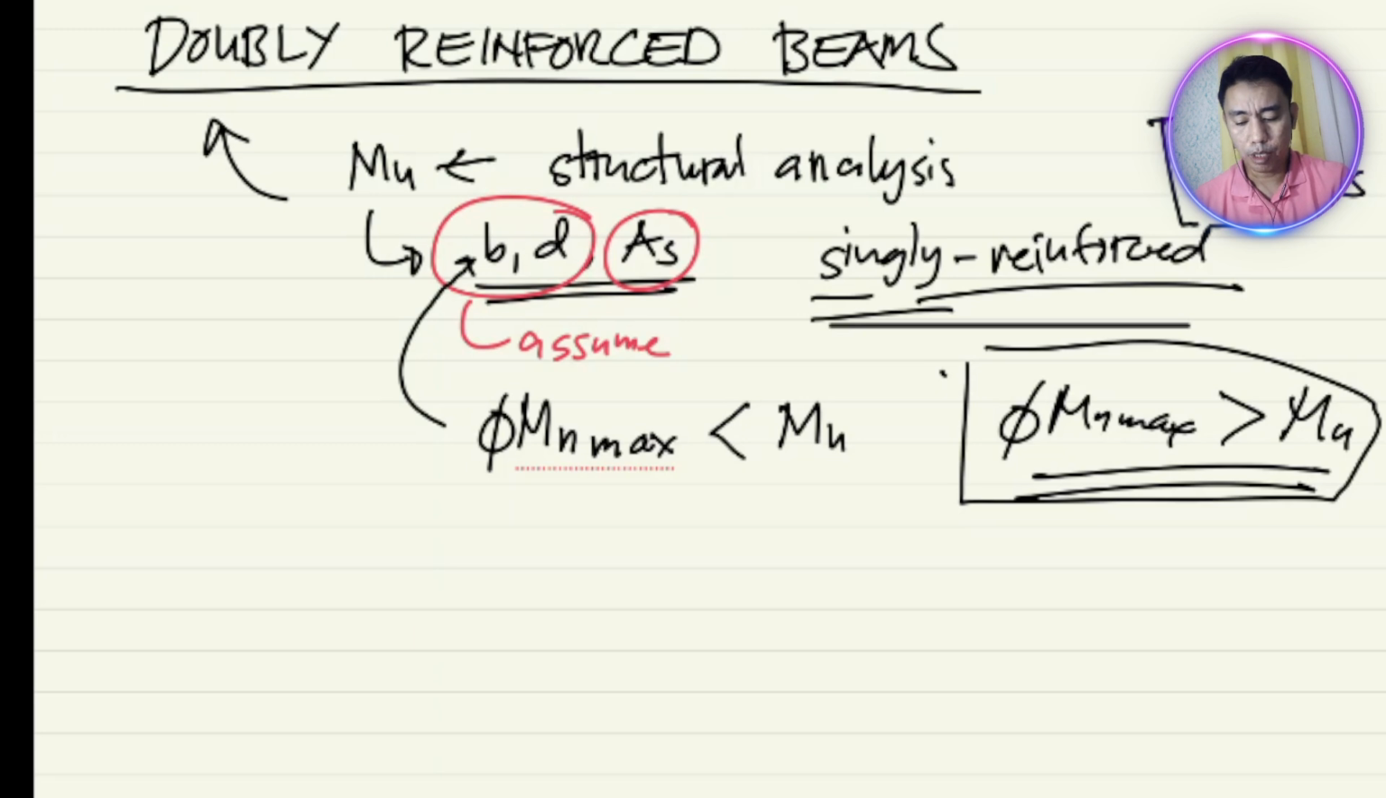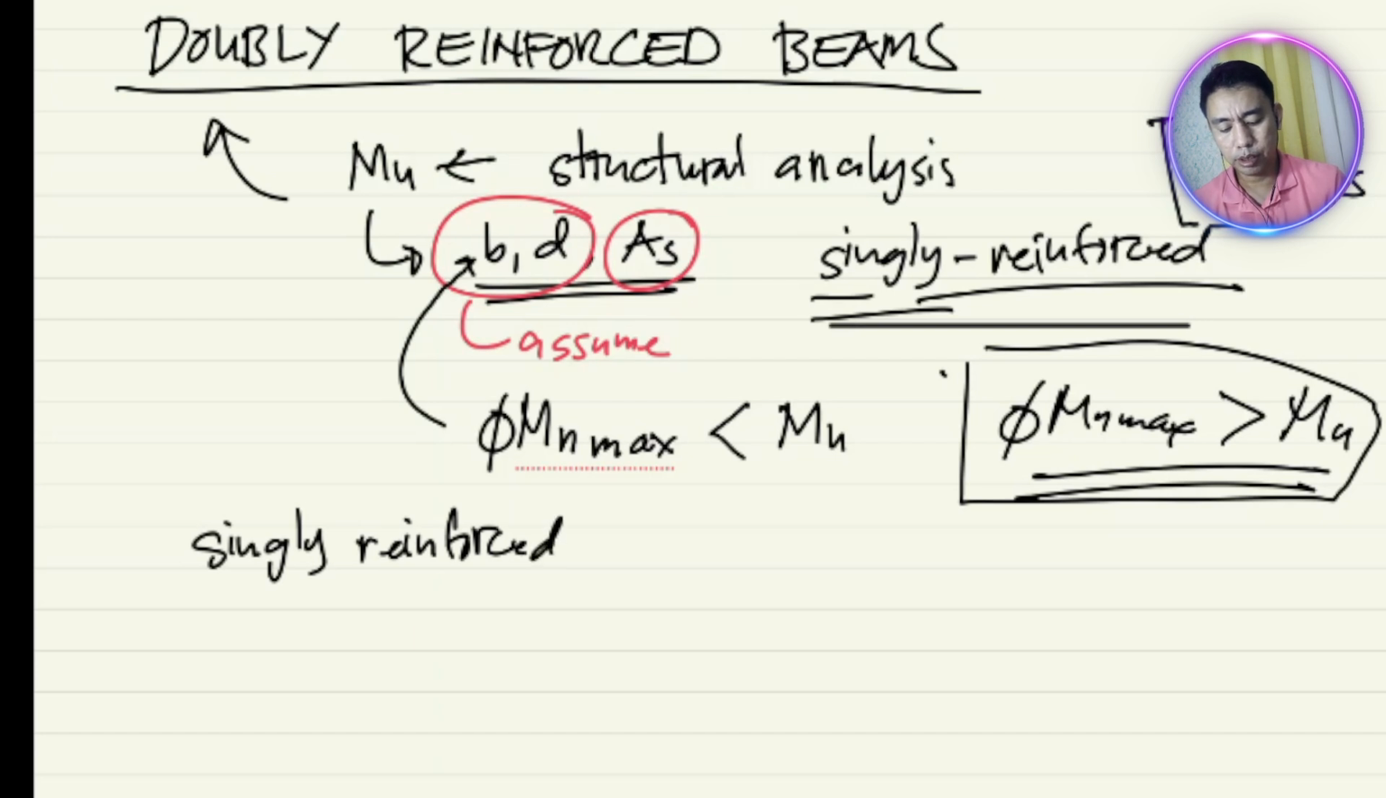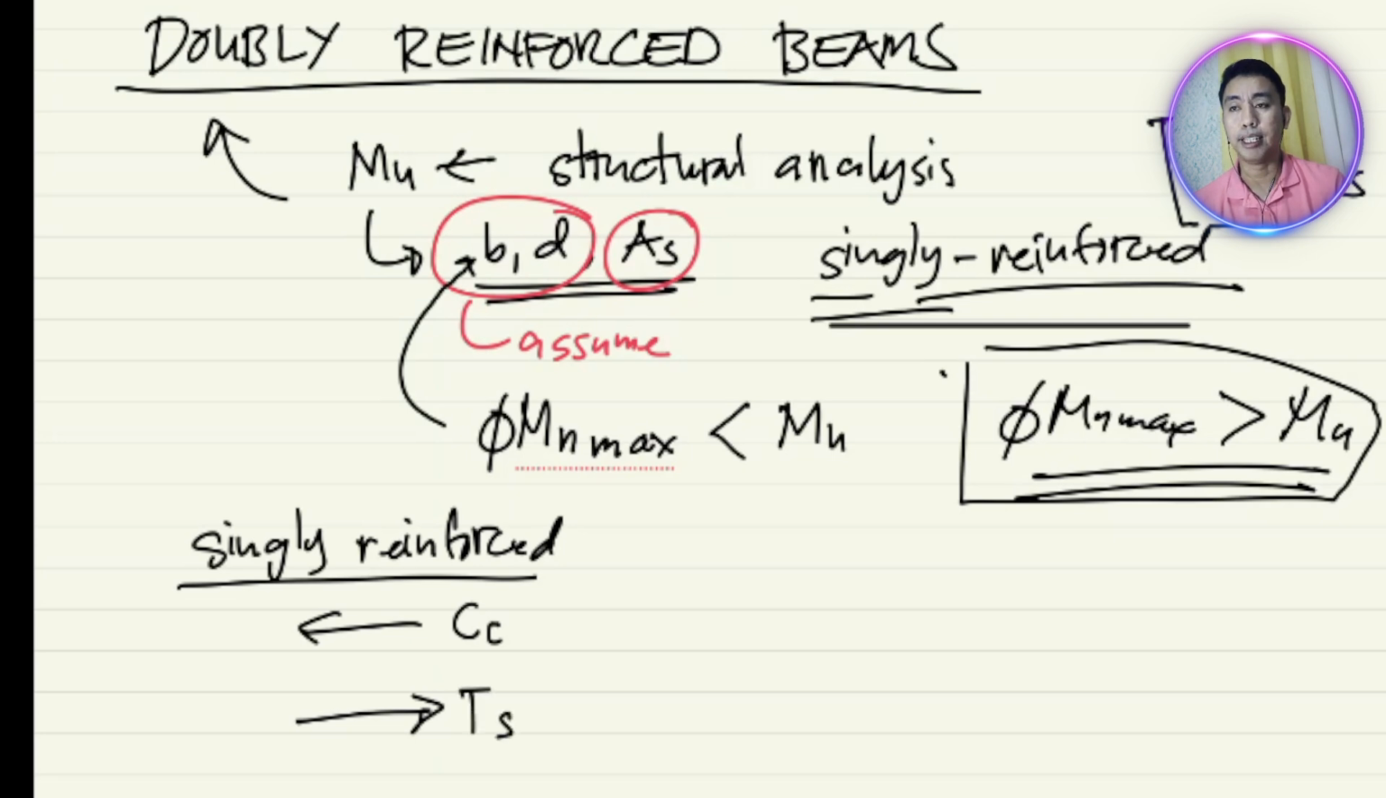Okay? So what is a doubly reinforced beam? Ang singly reinforced, if you can remember, ang mag-create ng moment ng section to resist the load moment is the couple. Remember? Couple of the compression due to concrete and the tension due to steel.